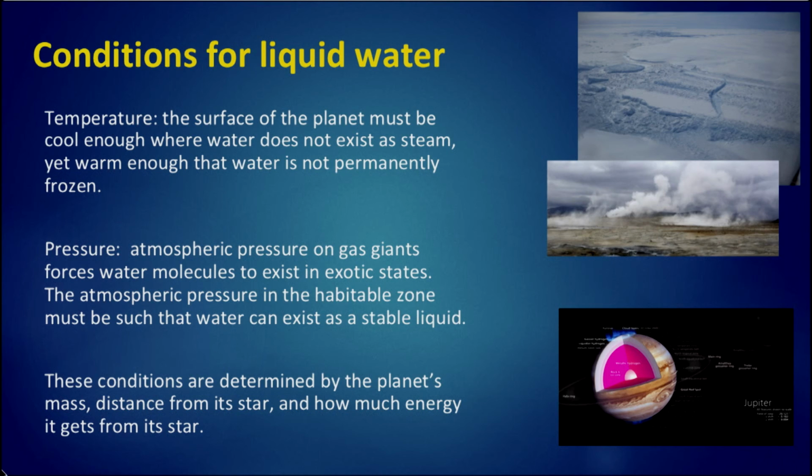We've seen that on giant planets, the intense pressure at the base of their hydrogen and helium atmospheres actually forces molecules into exotic states, like metallic hydrogen. It also forces water molecules into exotic states. And so we think that what is required for a habitable zone is that water be a stable liquid and not in any exotic and high-density state of matter.